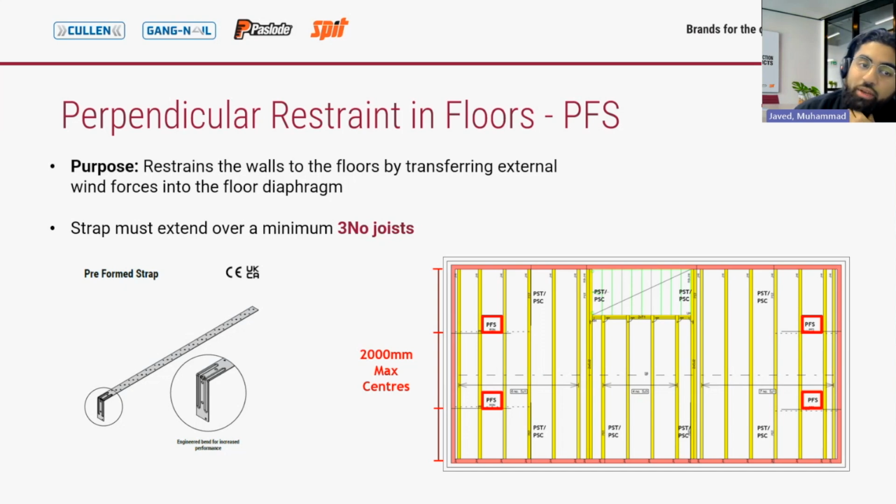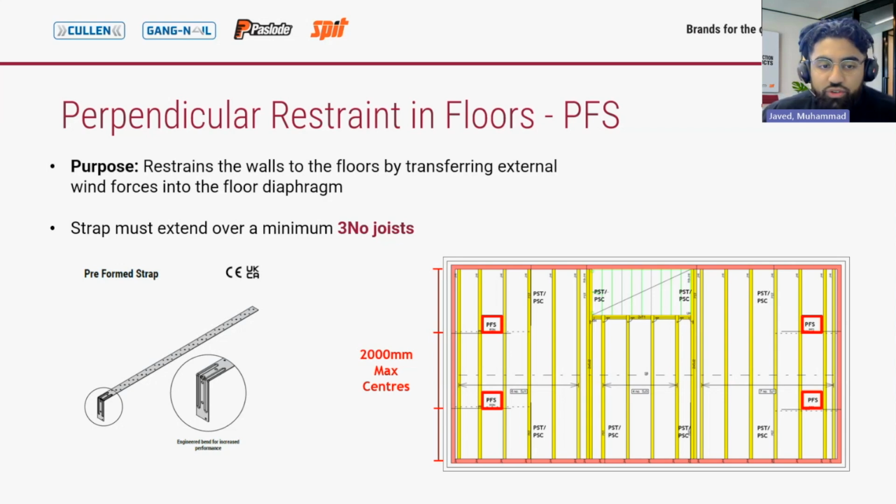And for the following applications, the strap must extend over a minimum of 3 joists. Below, you can see the different centers, which is, again, like the PS range, same as that general centers piece. So generally, the PFS straps are installed at 2 meters max centers, as shown below. But what we discussed on height and location still applies here for the PFS.